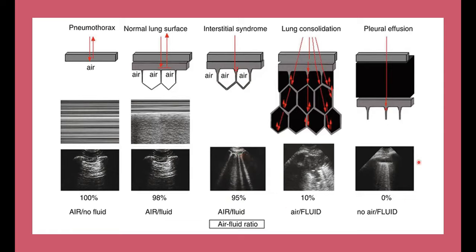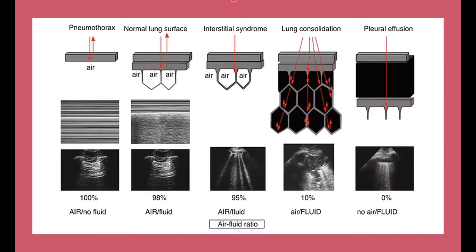Eventually, what you'll find is that there are other conditions like consolidation, where again there's an interaction of air and fluid, with aeration and fluid in it, in variable percentages. But at the end of the day, what is very important is that if you have completely no air, with an absent pleural line, and you've got a lung that's, say, white and tissue-like, then that, for me, could reflect atelectasis. But a pleural effusion, with fluid in the margin, will present as a hypoechoic area.